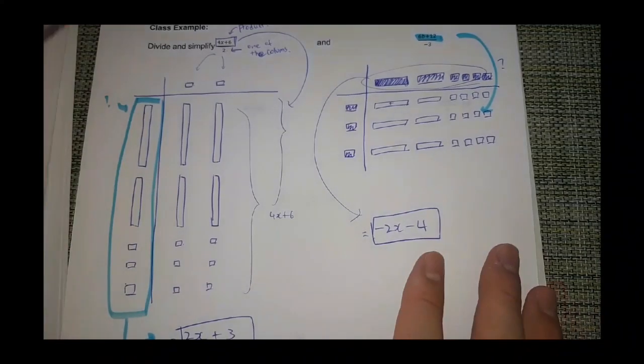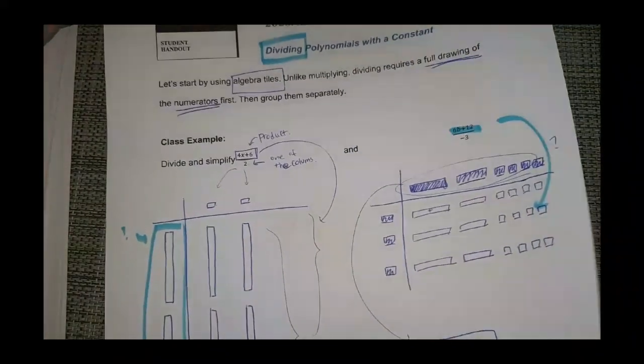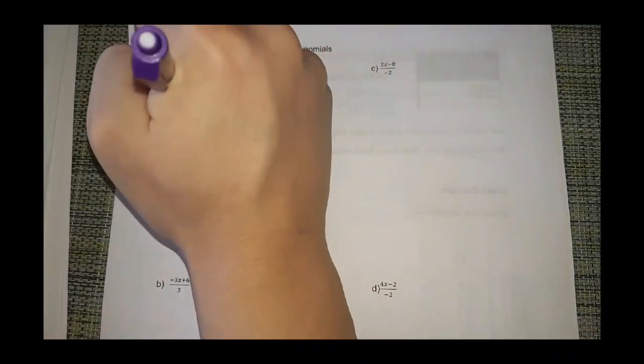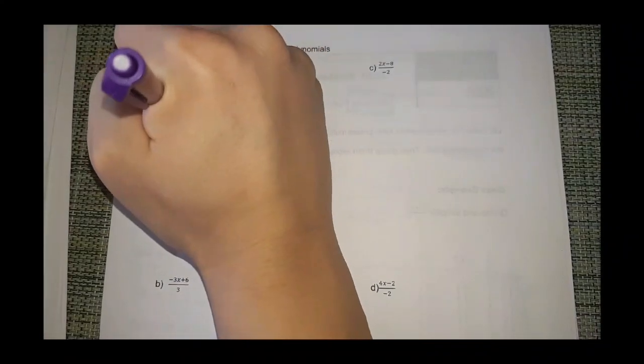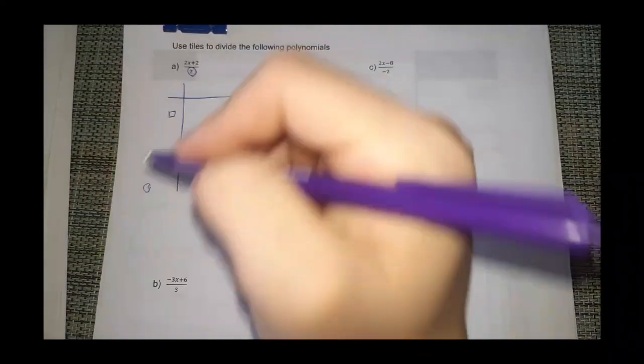Let's do more examples. Today we're doing this type. Use tile to divide the following polynomials. So, first thing first, decide where your denominator go. Like I said, doesn't matter where you put horizontal or vertical. That's the first step. Step number 1.